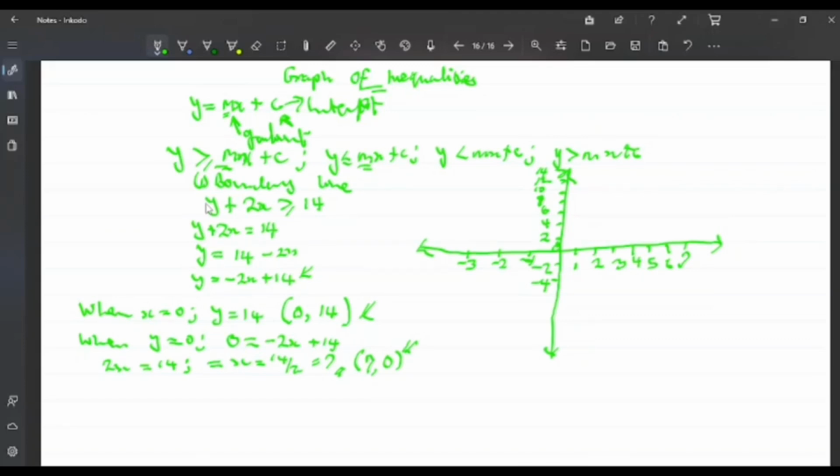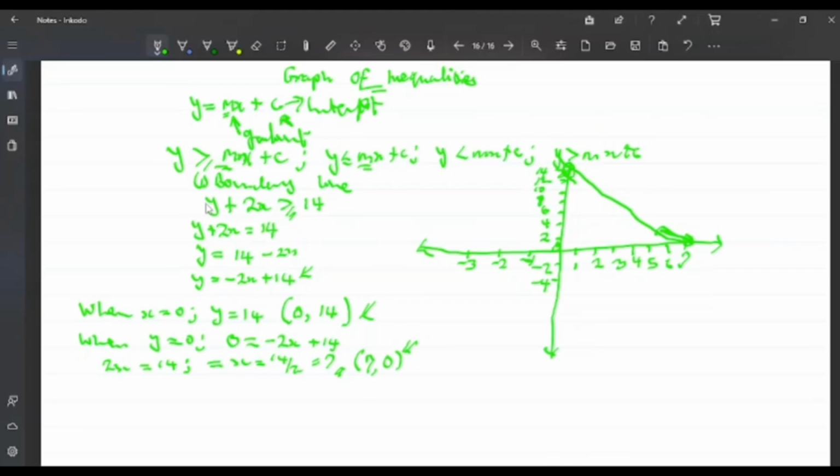Having gotten our points for the boundary line, the first thing you want to do is to plot the point (0, 14), from 0 on the x-axis to 14 here. So our 14 is here. You mark that point, and the second point (7, 0), which is this point. Now you look at the sign we have in the question. You can see that this is greater than or equal to, so that is going to be a thick line across the points.